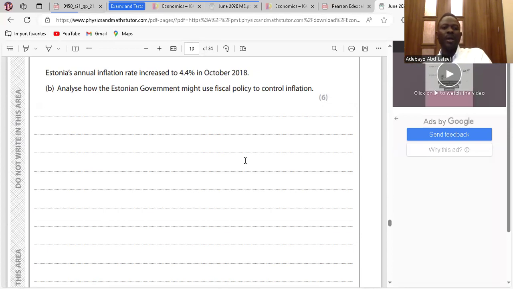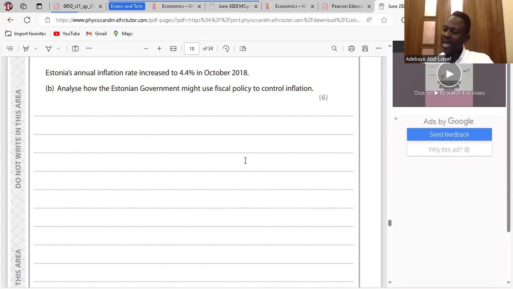Okay. Analyze how the Estonian government might use fiscal policy to control inflation. What's fiscal policy? Fiscal policy is the use of taxation and subsidy by government to control the economy. Clear? An increase in income tax may reduce the demand for goods and services in Estonia, which may be as a result of a fall in disposable income. That's the first point, fiscal policy there. Tax is fiscal policy. This will reduce the quantity of goods sold in Estonia. As a result, firms in Estonia may decide to reduce prices, bringing about a fall in demand through inflation.